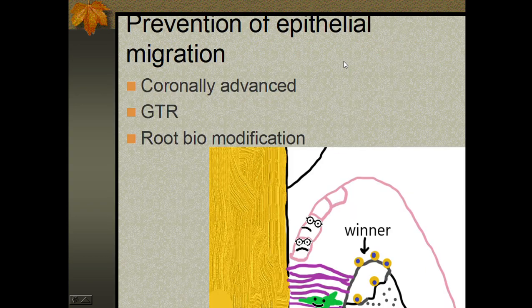Now, prevention of epithelium migration. We can achieve this by coronally advanced flap, guided tissue regeneration and root biomodification. So in this lecture we will be discussing how we will prevent epithelium from proliferating in the defect and how we can help the fibroblasts from the periodontal ligament tissue to proliferate and make new periodontal ligament fiber, new cementum and new bone. Let us see how we can achieve this.